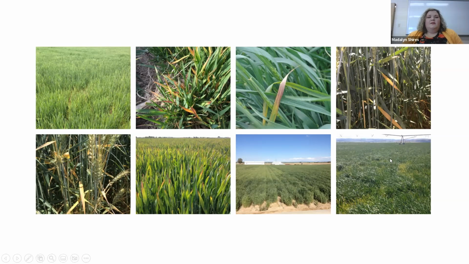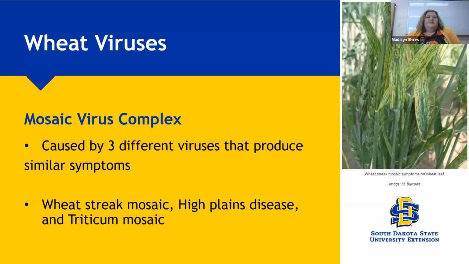We don't see it quite as often here in South Dakota, but you never know what the weather is going to do this year. Some other wheat viruses, there's the mosaic virus complex that's caused by those 3 different viruses, and they all cause similar symptoms. This is an example here of wheat streak mosaic virus. So we're going to briefly cover these.